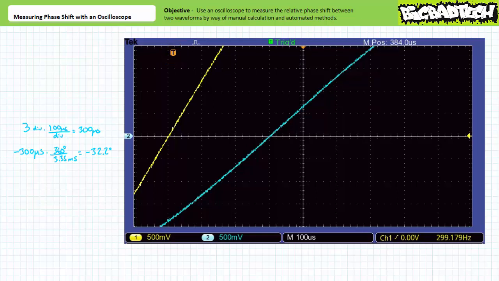If you're too zoomed in or too zoomed out, you'll often get a distorted view of what you're actually looking at. Really, that's all there is to be said about manual calculation of phase shift using an oscilloscope. It's a game of unit conversion, and one can reposition or rescale the output to get the best results.